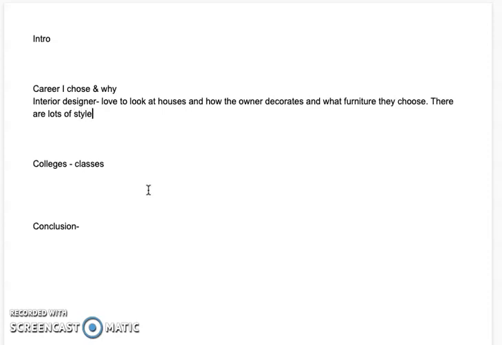I love to look at the inside of different houses and how they're decorated. So I'm just going to write that down. Love to look at houses and how the owner decorates and what furniture they choose. There are lots of styles to interior decorating. And that really interests me. And I love to look at magazines and imagine how my dream home would look if I had all the money in the world.